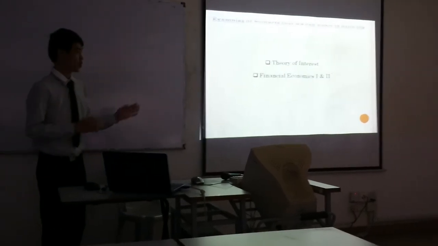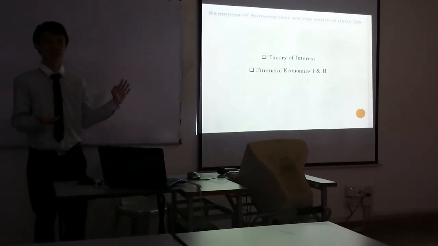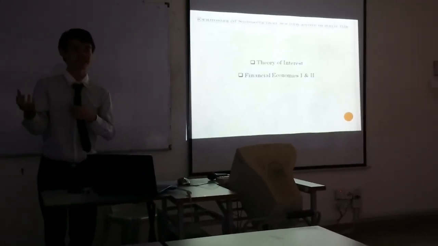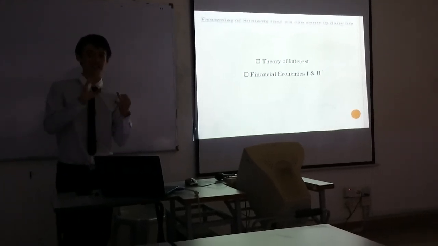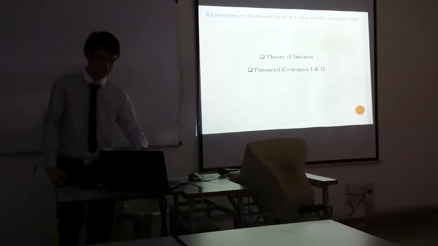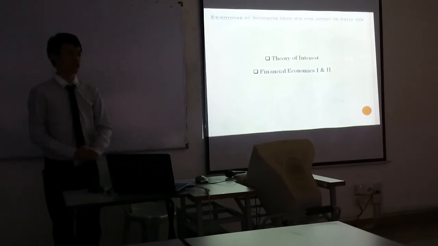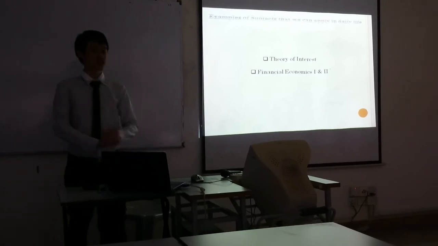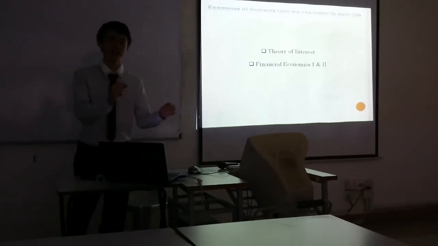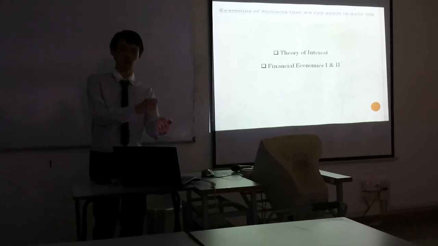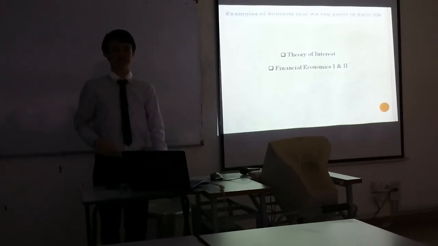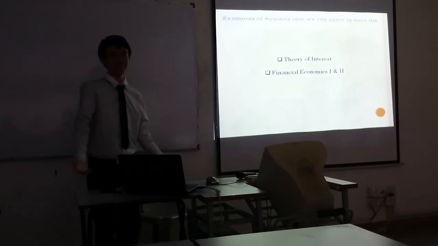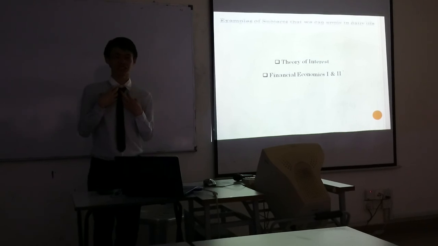For example, theory of interest and financial economics 1 and 2. In theory of interest, we learn how interest is calculated in a bank and how annuity and sinking fund work in the financial world. For financial economics 1 and 2, we learn about the state price and the expectation of the cash flow. So we can use it to determine which bank we should borrow a loan from so that it charges the least interest. We can use it to teach our neighbors, relatives, and it also helps in our financial management.